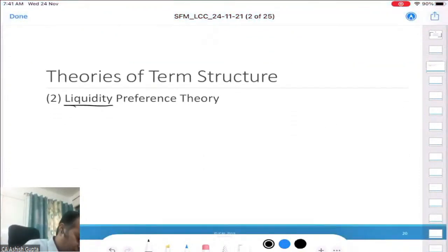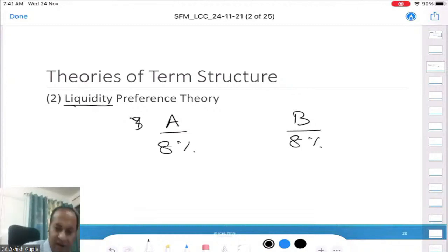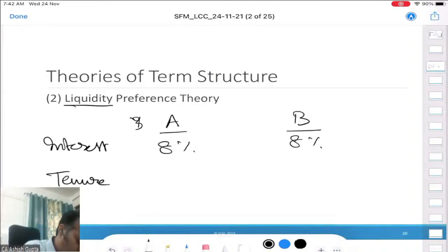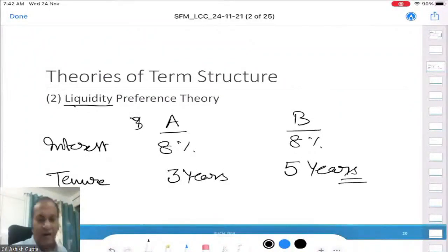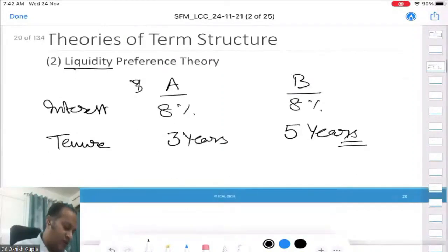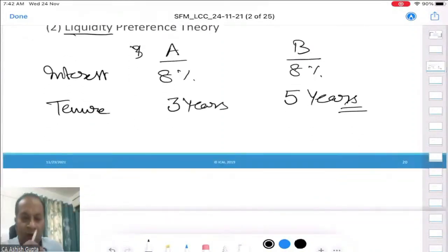Because what happens, any investment, suppose if I give you a choice, I am just taking this as an example. If I give you a choice, there are two bonds, bond A and bond B. Both are offering say 8% interest. The tenure of bond A is say 3 years and tenure of bond B is 5 years. So please, I am just taking 1 minute. Please tell me which bond you will prefer. I want an answer from you.